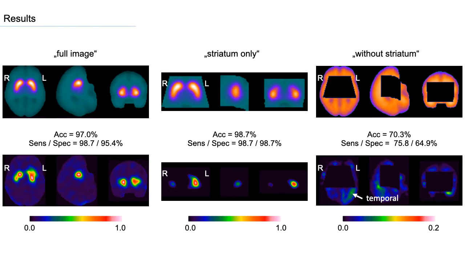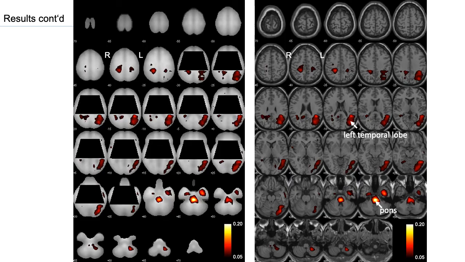Here are the results for the different settings. The heat maps are shown in the bottom row. The convolutional neural network achieved very high accuracy in both the full images and the striatum-only setting. The left putamen was most relevant for the classification, as expected. In the setting without the striatum, the network achieved 70% accuracy, considerably better than random guessing. Highest relevance for classification in this setting was observed in the left temporal lobe and in the pons.